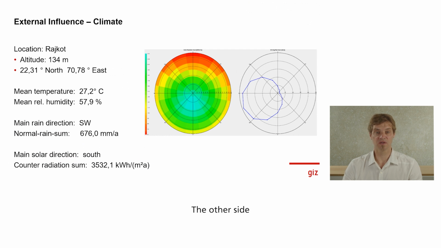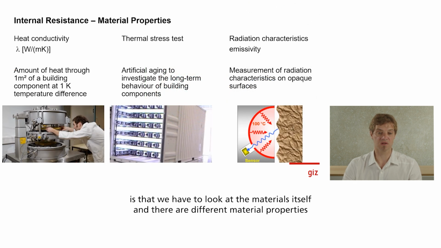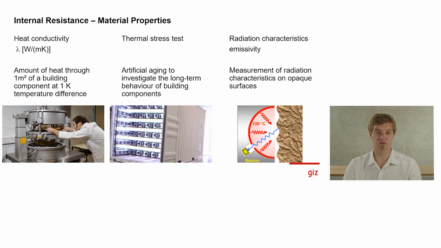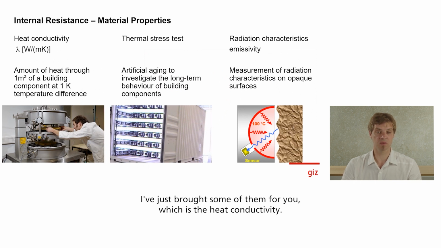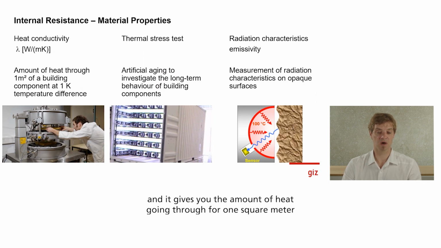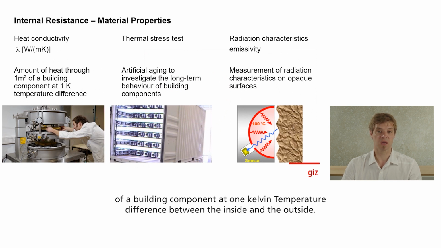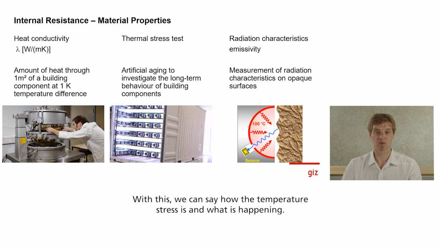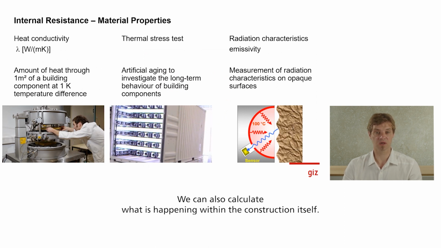That is the one hand side. On the other hand side, we have to look at the materials themselves, and there are different material properties that we can look at. I've just brought some of them for you, which is the heat conductivity. This is measured in some device, as you can see here, and it gives you the amount of heat going through 1 square meter of a building component at 1 Kelvin temperature difference between inside and outside. With this, we can say how the temperature stress and what is happening there, and we can calculate what is happening within the construction itself.